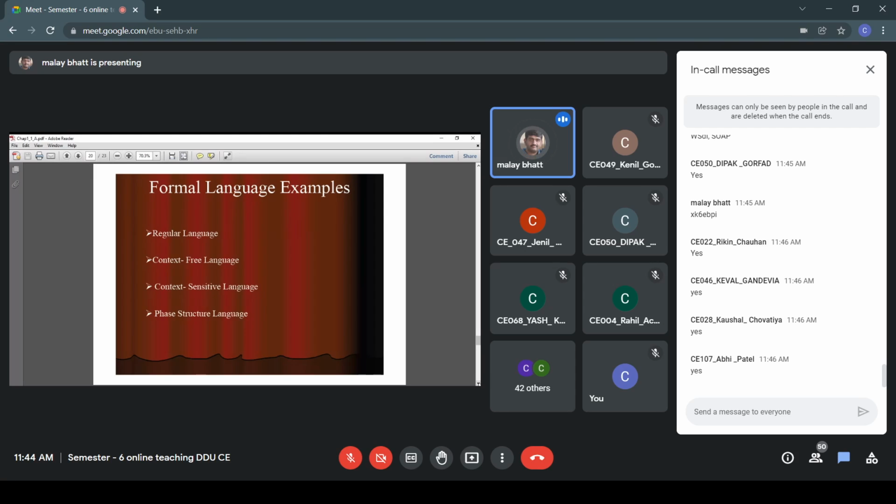So now, we have 4 different formal languages which we have to learn in this subject. A regular language, for which there is a machine known as a finite automata. Another is the context-free language, for which the machine is known as a push-down automata. The third is the context-sensitive language, for which we have a machine, a linear bounded automata. And the fourth is the phase structure language, for which the machine is known as a Turing machine. These are the 4 different formal languages we have to learn in this subject.